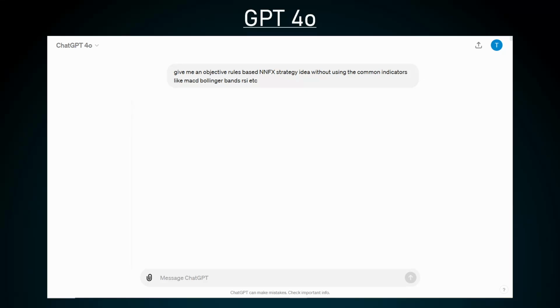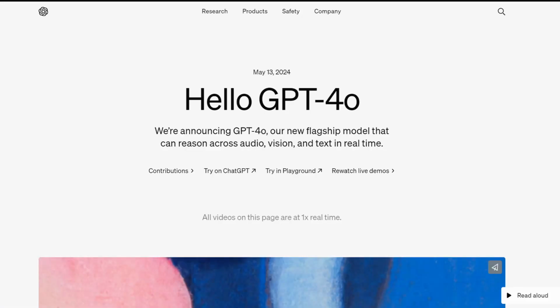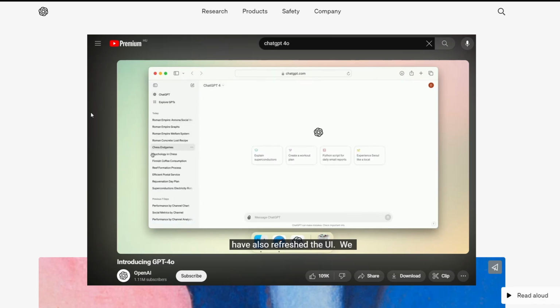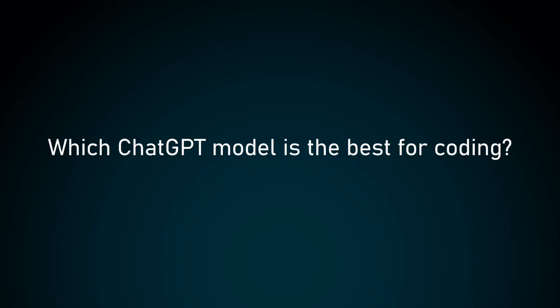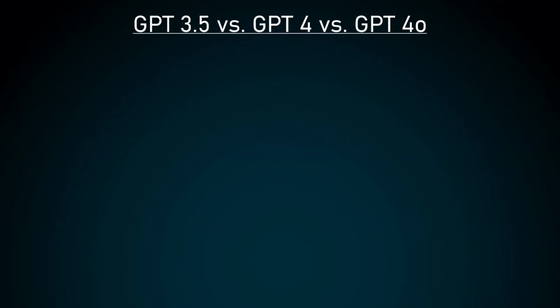This week, OpenAI released its newest ChatGPT model called GPT-4o. This model is supposed to be a faster and cheaper version of GPT-4. So I was wondering, which ChatGPT model is the best for coding trading strategies? GPT-3.5, GPT-4, or the newest GPT-4o? I decided to find it out, so I put all of these models to the test.